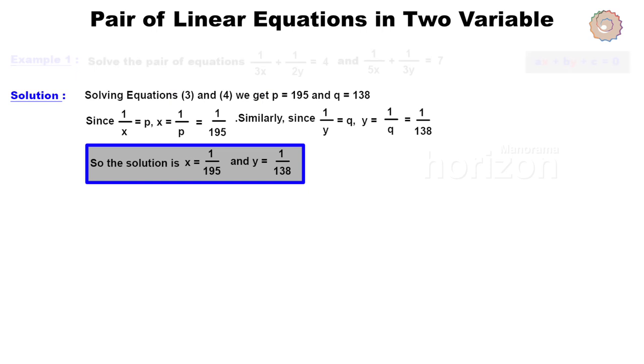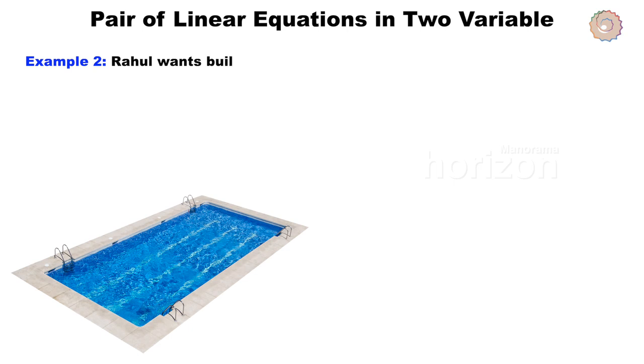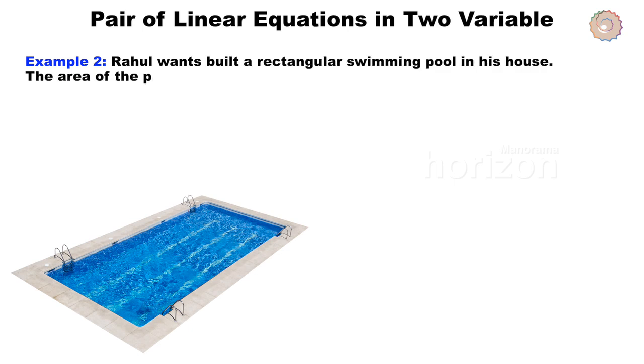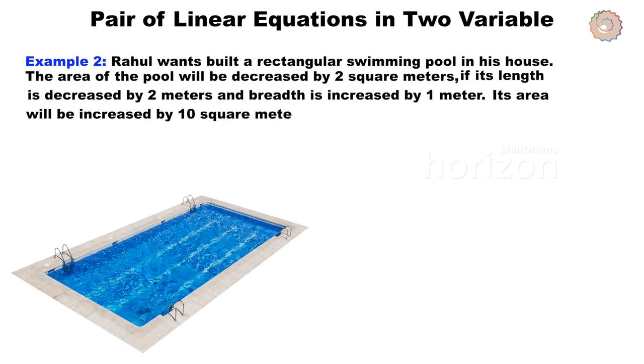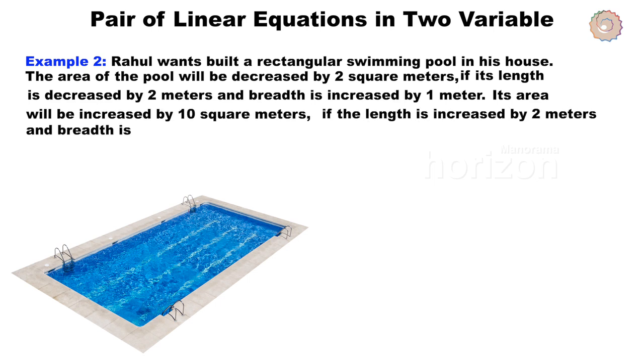Now, let's see another problem. Rahul wants to build a rectangular swimming pool in his house. The area of the pool will be decreased by 2 square meters if its length is decreased by 2 meters and breadth is increased by 1 meter. Its area will be increased by 10 square meters if the length is increased by 2 meters and the breadth is increased by 1 meter. Find the dimensions of the pool.